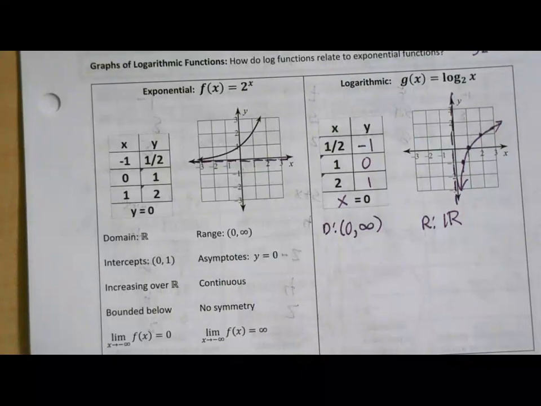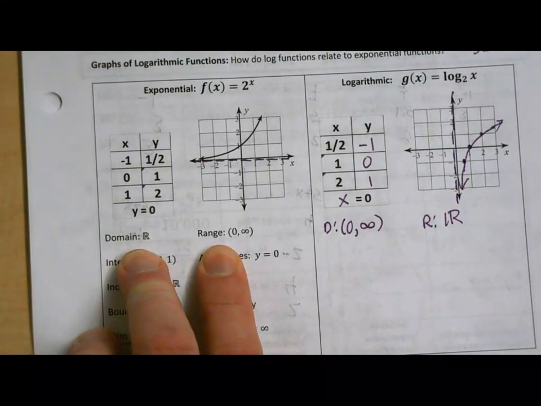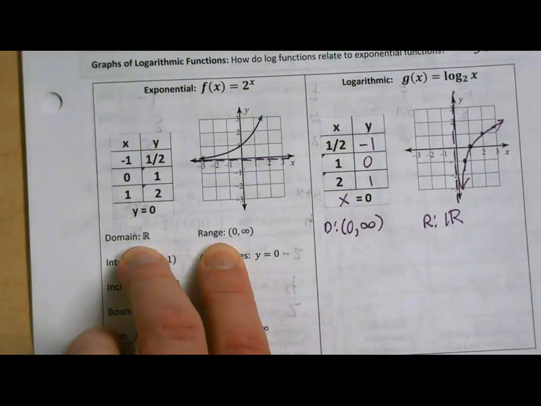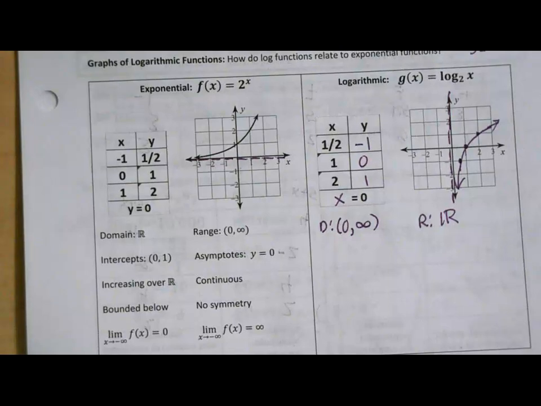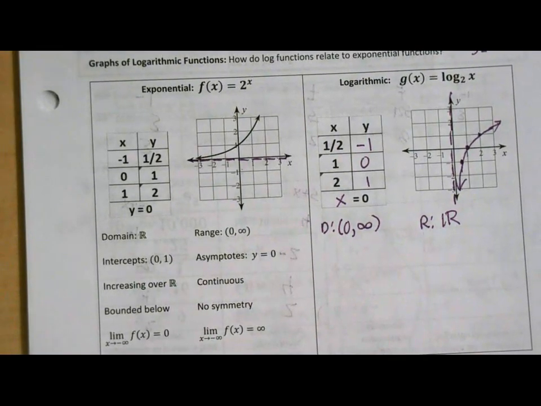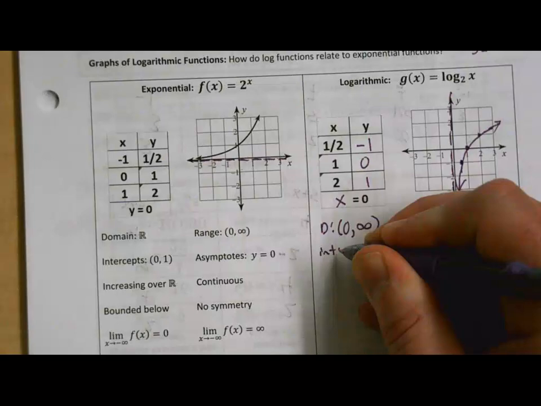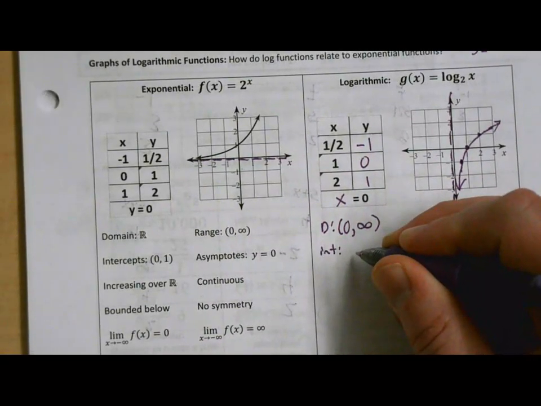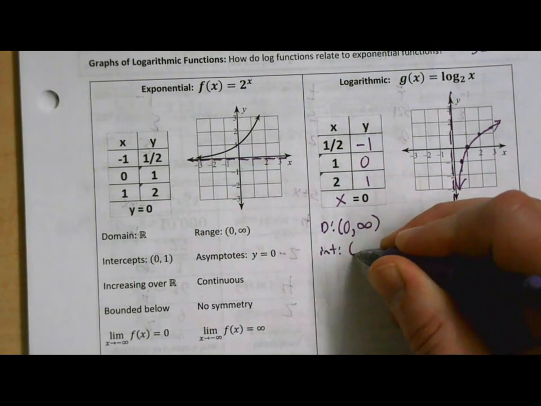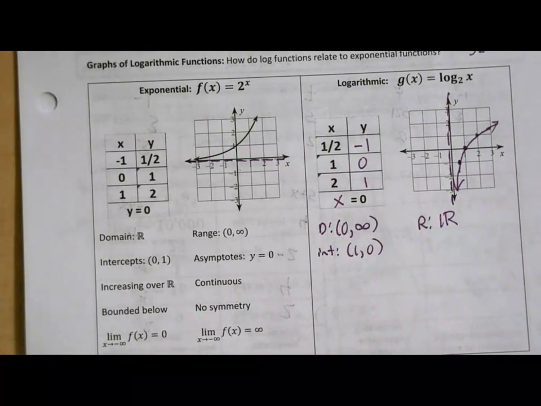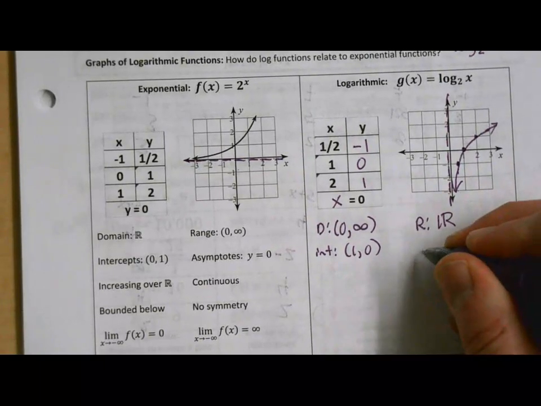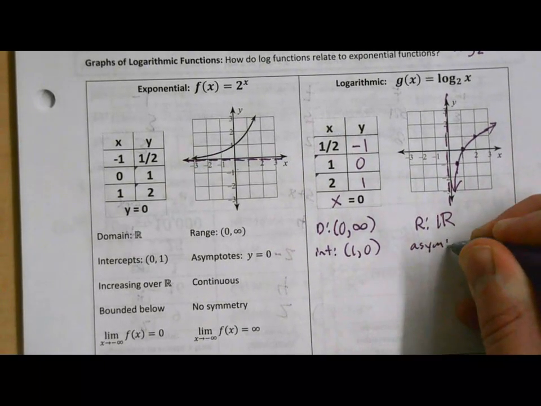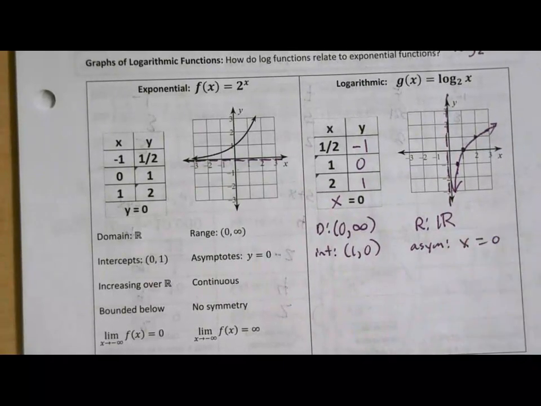And that's good, right? Because what should happen with domain and range when we take an inverse? They should flip-flop. So that makes me feel good about that. We got an intercept. It's a y-intercept. I'm sorry, it's an x-intercept this time, 1, 0. Asymptote is now x equals 0.